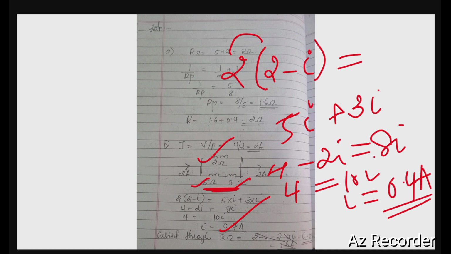All you need to use is the basic concept. In a parallel combination of resistances, the voltage across each of them will be the same, but the current will be different. And for a series combination of resistances, the current through each of the resistances will be the same, but the voltage across each of the resistances will be different, and the total voltage would be the sum of the two.